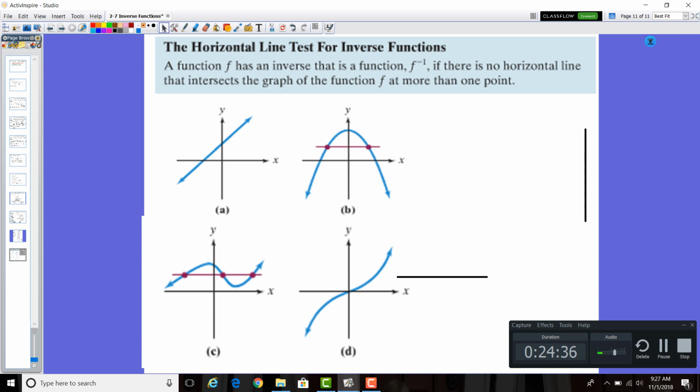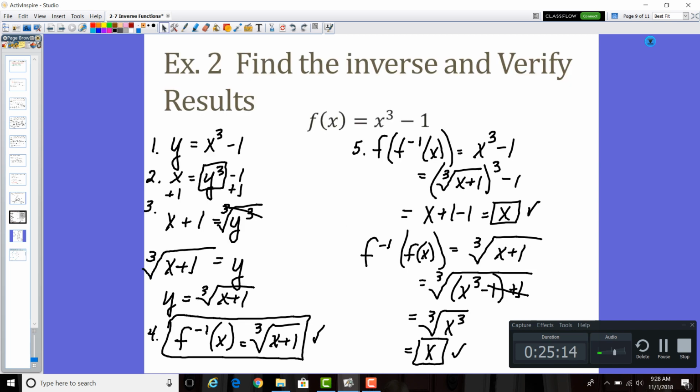This quadratic function, as you can see, fails the horizontal line test. This quadratic function is not one-to-one, which means it doesn't have an inverse. So you'll never be asked to find an inverse of a quadratic function because there isn't one. Same thing with this trigonometric function. It fails the horizontal line test, so it is a function, but it doesn't have an inverse. This cubic function passes the horizontal line test, which is why we can find an inverse of this function. We just did it in this example right here.